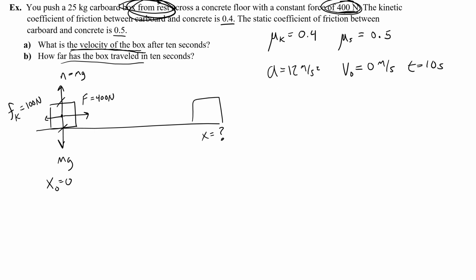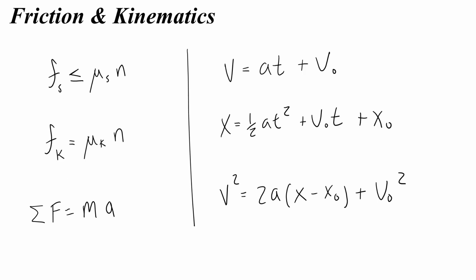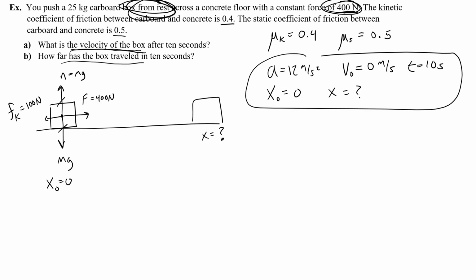Now I would think about my initial position is 0. I want to find x, question mark, and I look for an equation that has all of these things in it. The equation that has all of those things in it is this one. So I go back to my problem, and I write the equation down: x equals 1/2 at squared plus v naught t plus x naught. Again, I don't actually need to rearrange anything in this equation, which is nice, but I will get rid of some things that are 0.